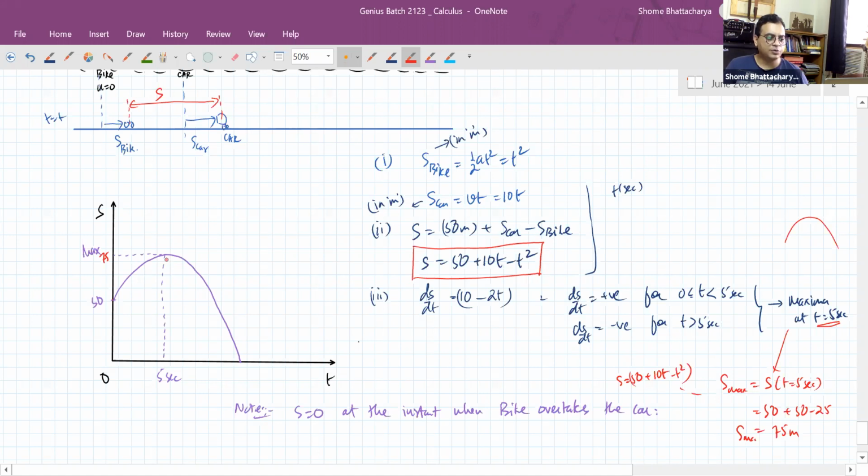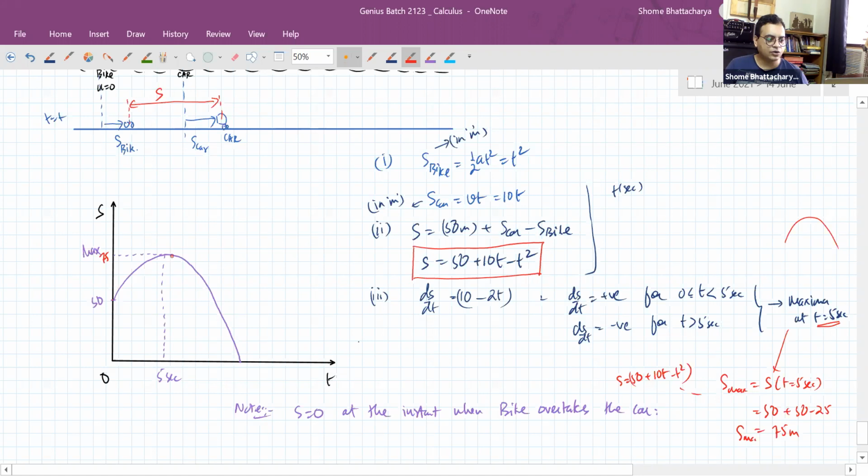So then what is the peak point's value? For that, substitute t equal to 5 in which equation? In S. So what is the value of S at t equal to 5? It is 75 meters. So that means for the first 5 seconds, the car is actually gaining distance over the bike, and the distance is increasing from 50 to 75.